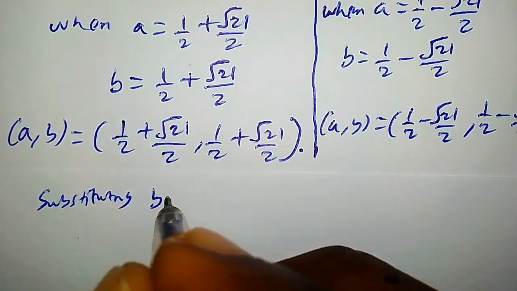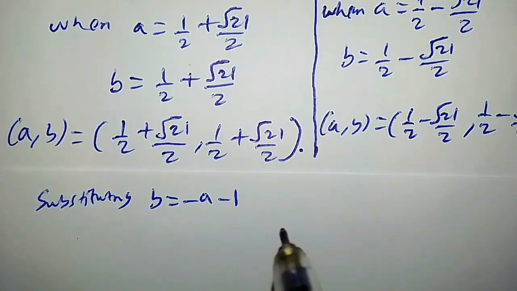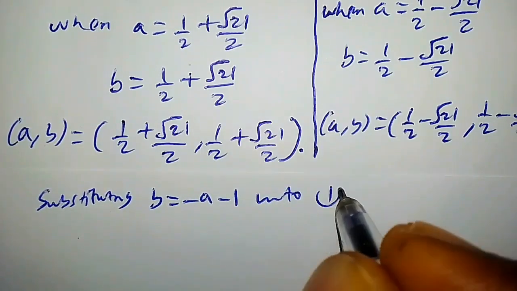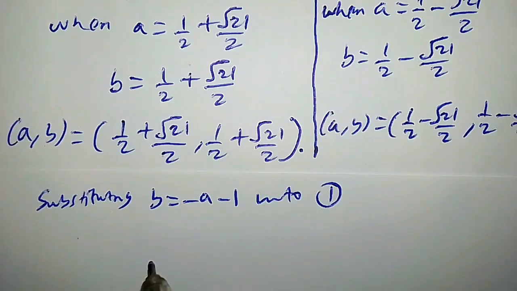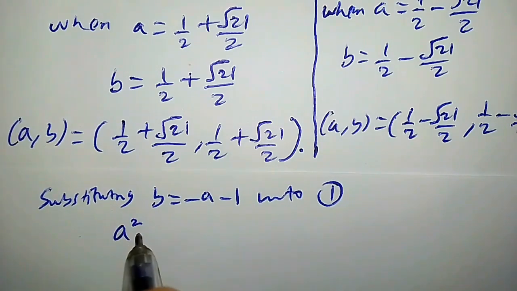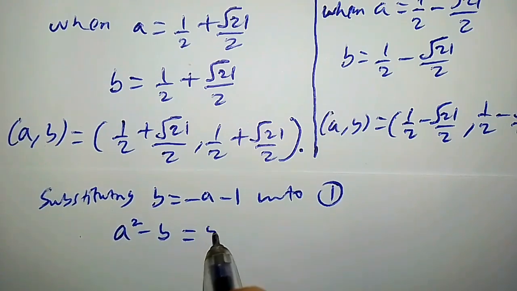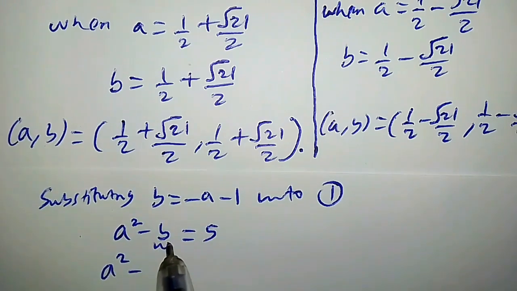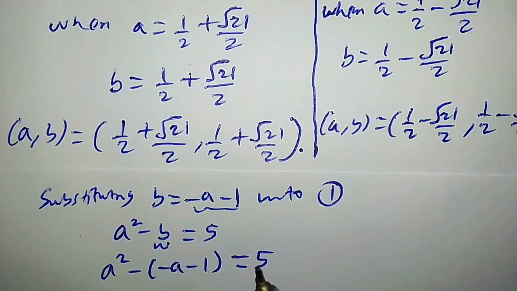Substituting B equal to minus A minus 1 into equation 1 as we did for B equals A. Let's do the same thing here. Equation 1 is A to the power of 2 minus B equal to 5. A square minus, we will now replace this B with minus A minus 1. We have minus A minus 1 equal to 5.